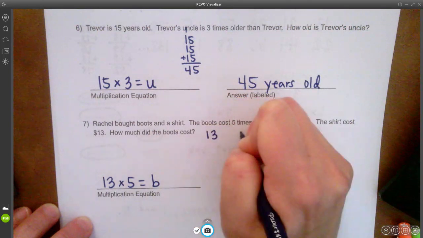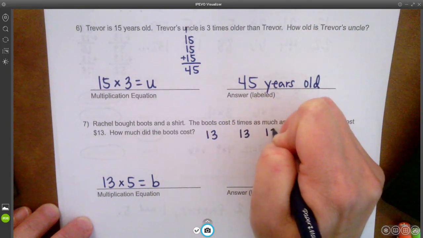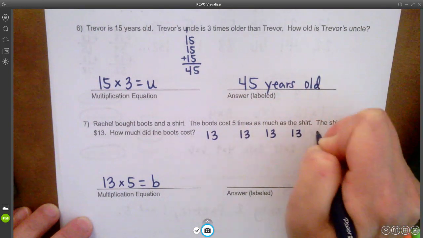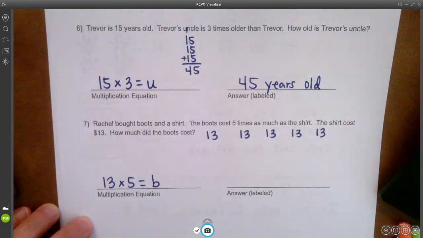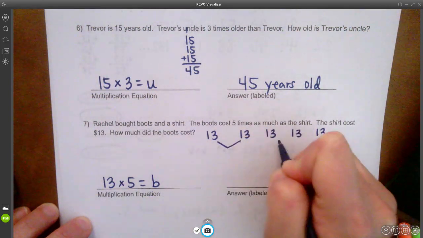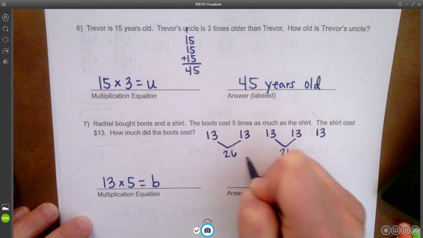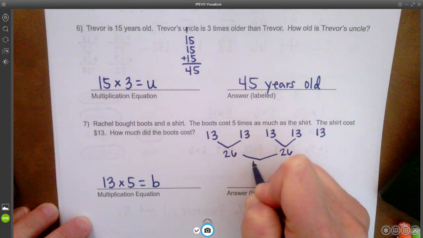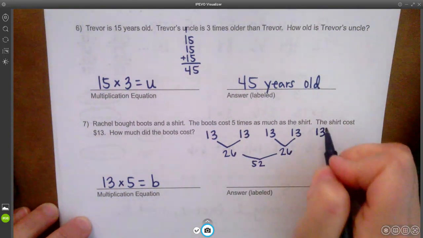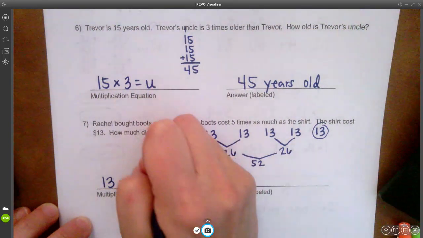I've also seen kids do something like this. And if you know how to multiply, of course you could do that. And we're definitely going to learn lots of multiplication things a little bit later, not too far from here. All right, 13 plus 13 is 26. 26 plus 26 is 52. And then I need to add that final 13 right there.